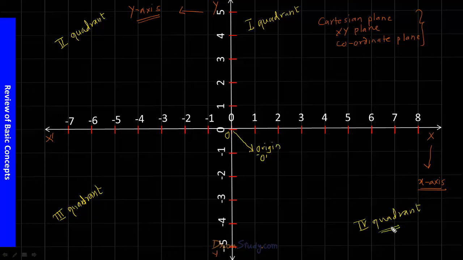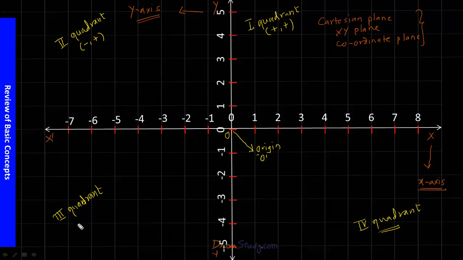These are all things we have studied in the lower classes. The signs of the coordinates in the first quadrant will be plus, plus. It means the x coordinate will be positive and the y coordinate will be positive. In the second quadrant, it will be minus, plus. So the x coordinate will be negative and the y coordinate will be positive.